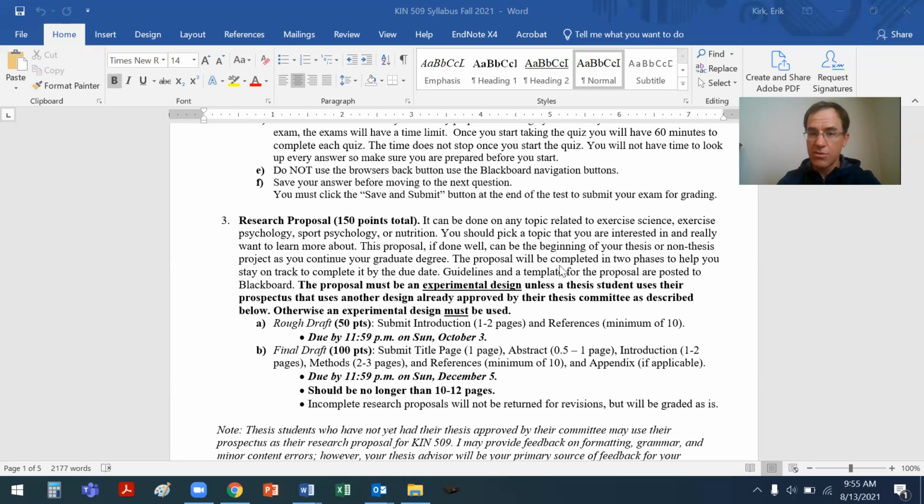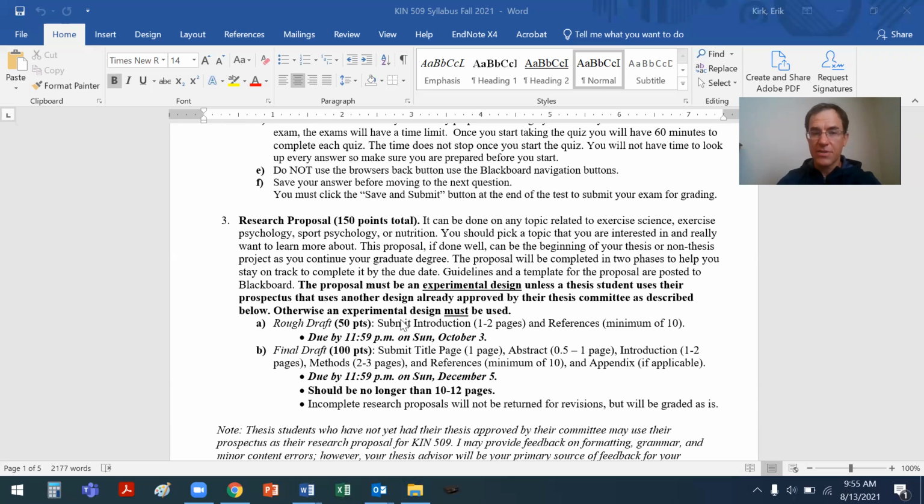It will be completed in 2 phases to help you stay on track to complete it by the due date. Guidelines and a template for the proposal are posted in Blackboard. The proposal must be an experimental design, unless a thesis student uses their prospectus that uses another design already approved by the thesis committee, as described below. Otherwise, an experimental design must be used. If you don't want an experimental design, you'll learn that along the way in the class.